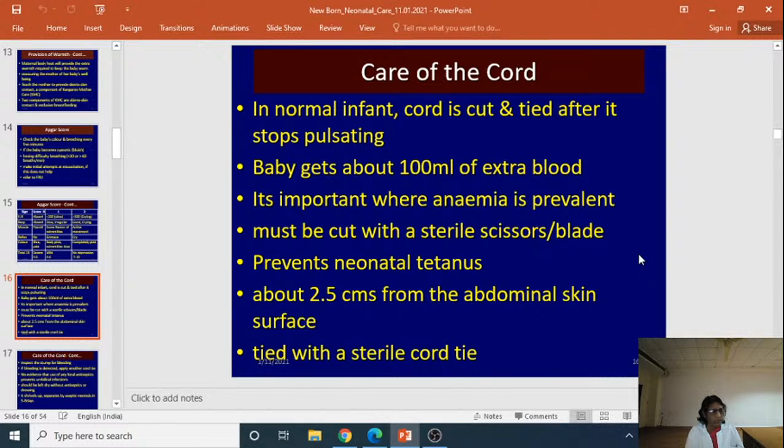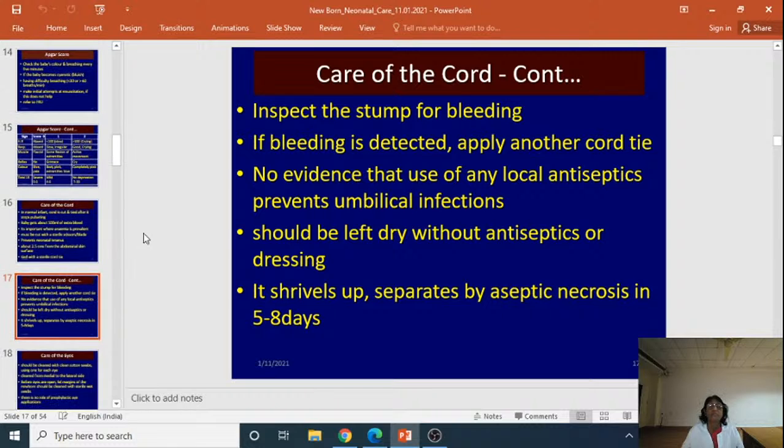Then you have to cut the cord with sterile scissors or a blade. Why do we do that? It prevents neonatal tetanus. What is neonatal tetanus? You all read by yourself. And then, where to cut the cord? The cord should be cut 2.5 centimeters from the abdominal skin. Then it should be tied with a thread. It should be sterile. Inspect the stump for bleeding.